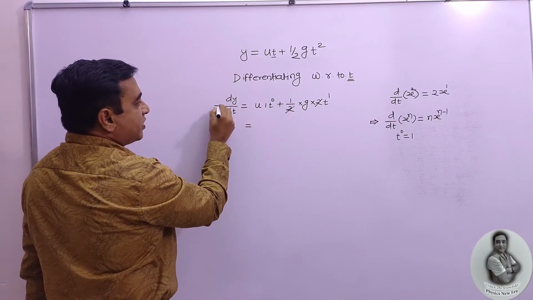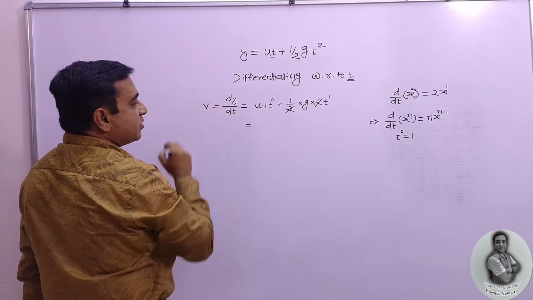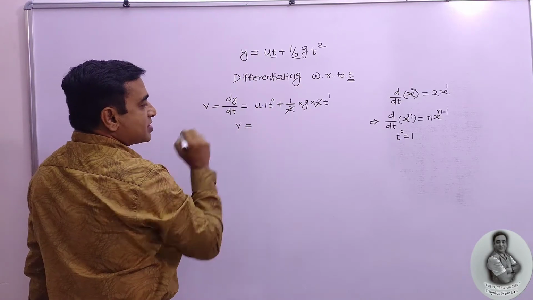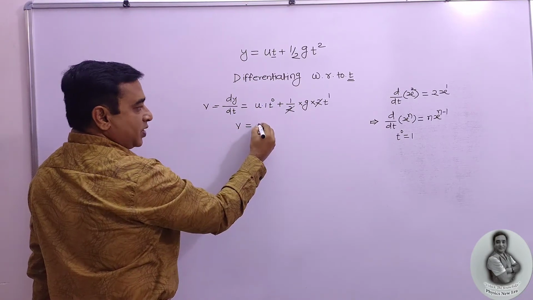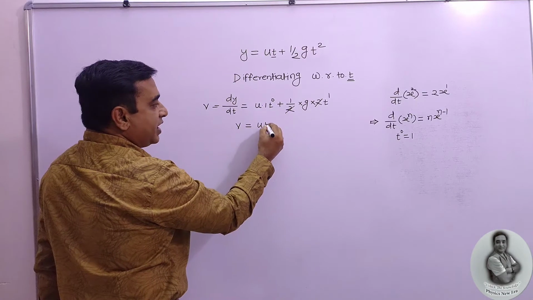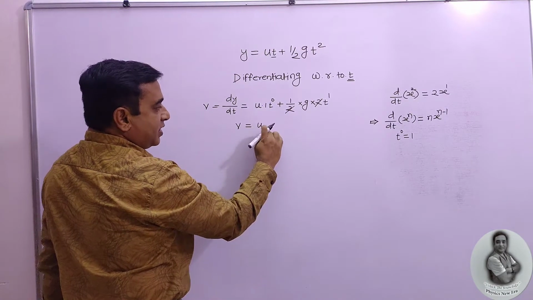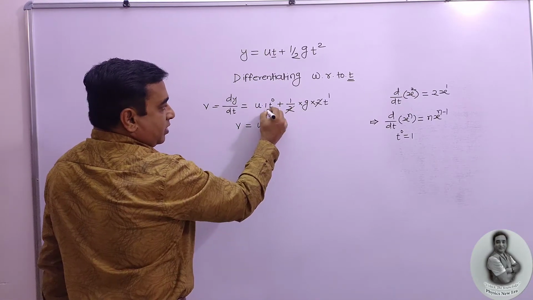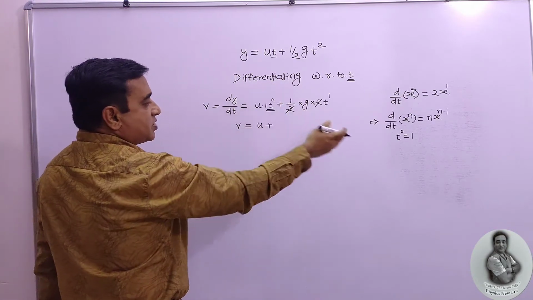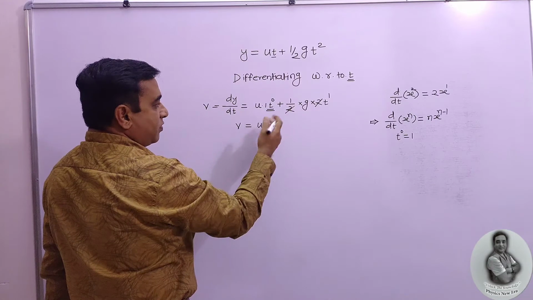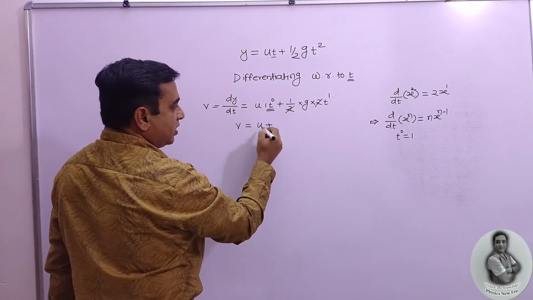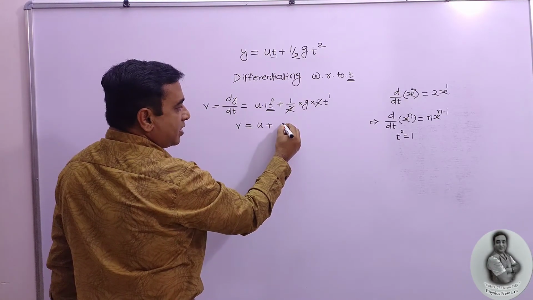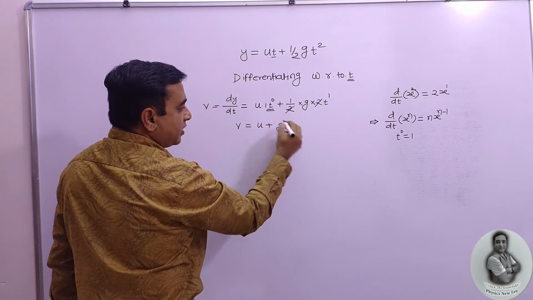This is nothing but the rate of change of displacement, which is nothing but the velocity. So velocity is equal to, here ut, sorry, here it is t raised to power 0. T raised to power 0 is equal to 1, so we are not going to take this t. Only 1 it is. So here, g into t.